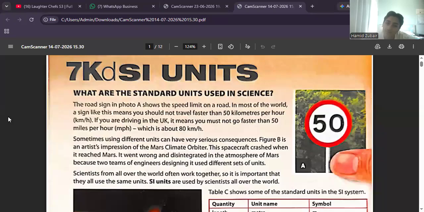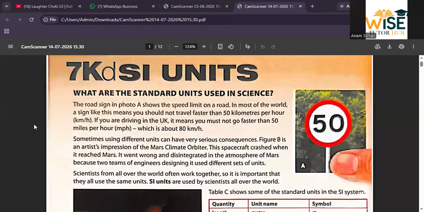So be attentive now. Today our topic of discussion is SI units. So what are SI units? Before moving towards our main concept, first of all, we should know about measurements, because we will use the units in the measurements.